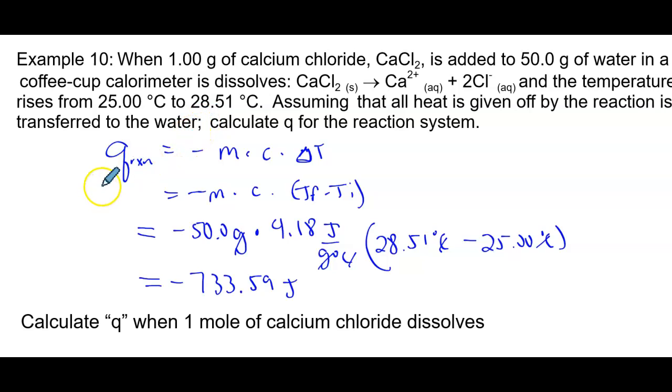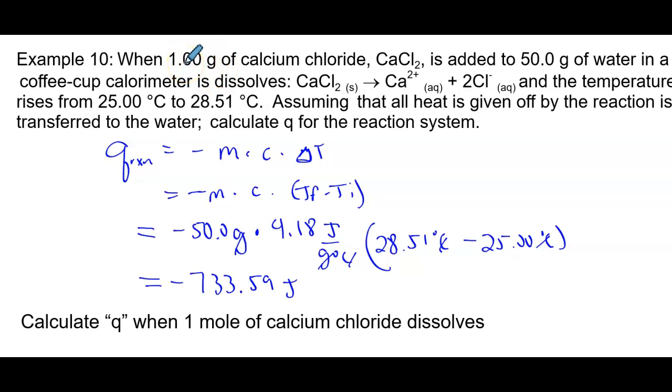Okay, part 2 of this question, it says calculate Q, or heat, when 1 mole of calcium chloride dissolves. Well, we know what happens when 1 gram of calcium chloride dissolves. We know that when we put 1 gram into this calorimeter with 50 grams of water, there's a temperature change this much, okay? So what we need to think about is, what if I changed this value and still kept the water at 50 grams? Then this temperature change is going to go up or down depending on what I change that value to.